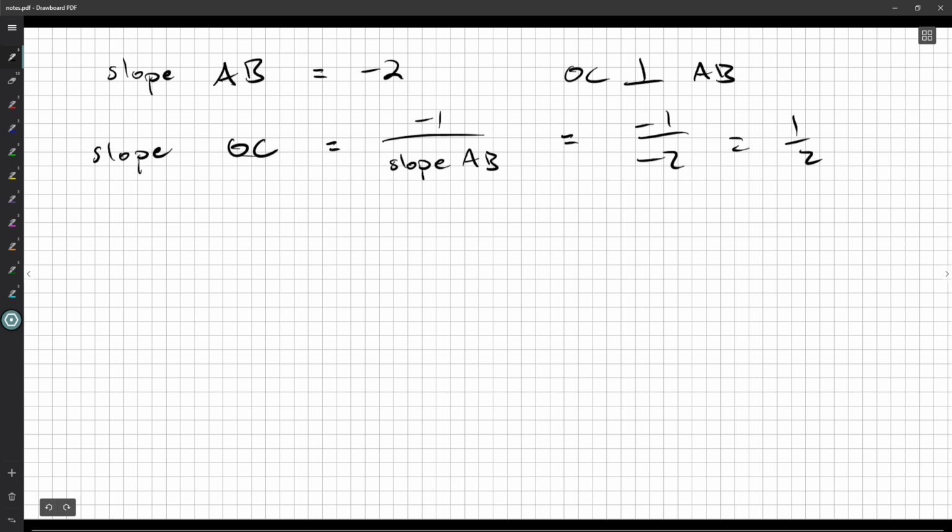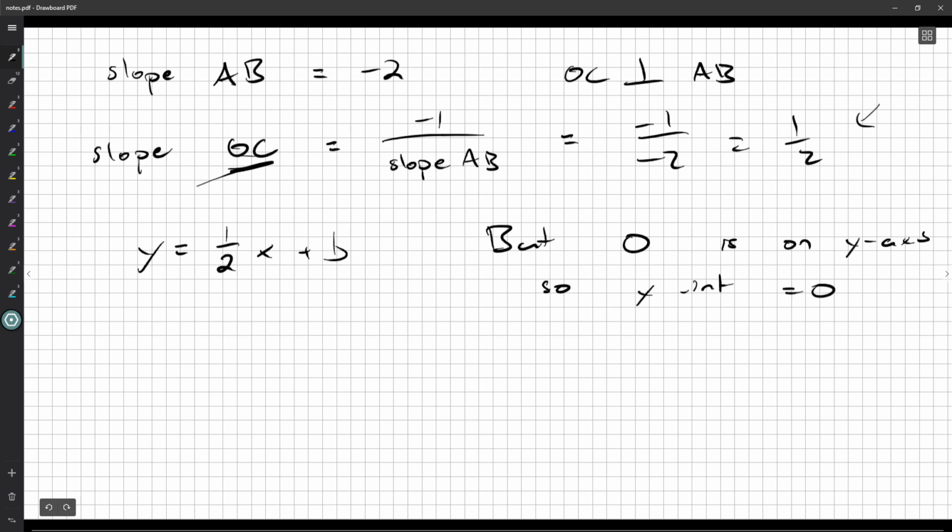Okay? Now I'm doing all of this because we're trying to find C, the coordinates of C. So I need to find the intersection of two lines. Well, here I'm starting to figure out what line OC really is. Okay, so line OC is y equals 1/2 x plus whatever its y-intercept. But O is on the y-axis, so the y-intercept is 0, because O is the origin, it's 0, 0. So OC has equation y equals 1/2 x.